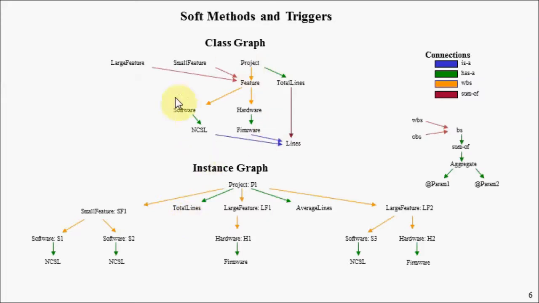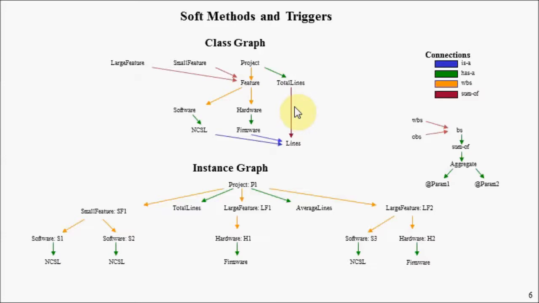We define that in a class model. Here in our class model we have the notion of a project, which is broken up into one or more features, which is broken down into hardware and software. Software has a property called NCSL, hardware has a property called firmware, and both of these are specializations of a more general term called lines. The project has a property called total lines, and we have a sum of connection here.